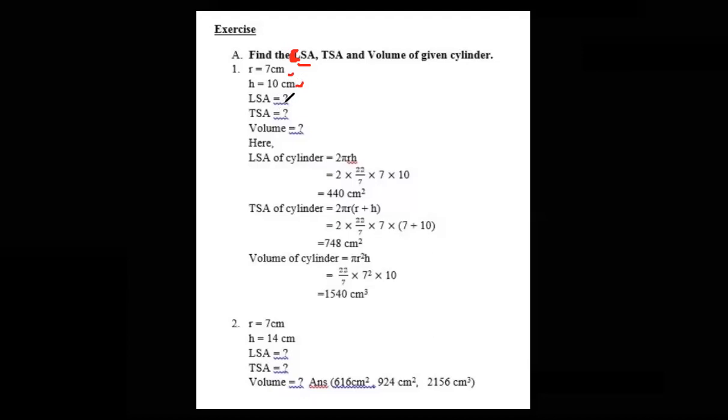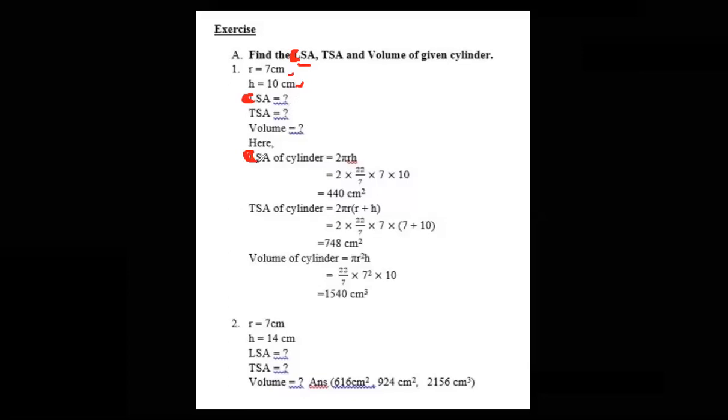Find the LSA. Sorry, it is not LSA, it is CSA, short for curved surface area. LSA and CSA mean the same thing, if the surface is rounded. Sorry for the mistake. So CSA equals question mark, PSA equals question mark, and volume equals question mark.